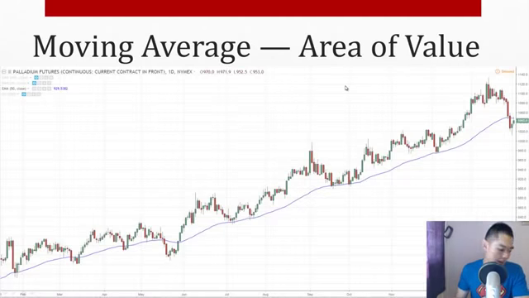Moving average also can act as an area of value, similar to the trend line support resistance concept we spoke of earlier. You can see that this is an area of value, right? The 50 MA, price has bounced off multiple times of the 50 MA, as you can see over here. So moving average can help you define your area of value on your chart.